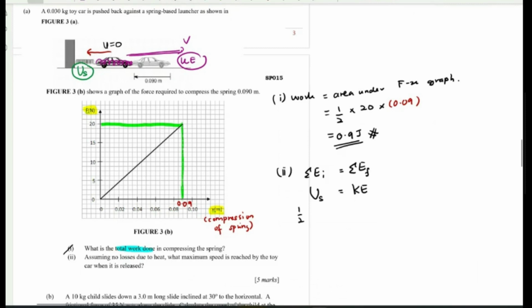So dia akan ada half k, K is the spring constant, Kx squared equal to half mv squared. Okay, so the mass of the car is given. So this one you can cancel out. This one kita ada. We want to calculate V. Okay, tapi kita tak ada K kan. K kita tak ada. Macam mana kita nak cari K? Kalau kita nak selesaikan macam ni, kita akan stuck lah. Kenapa? Sebab kita tak ada nilai K.